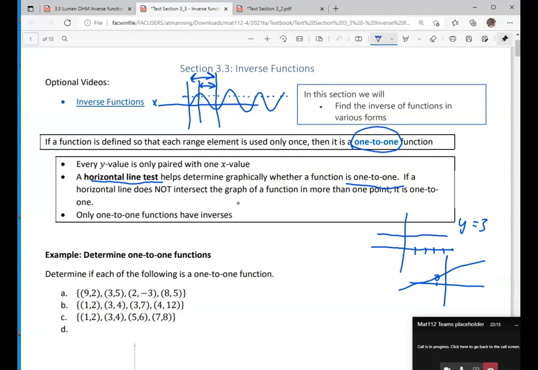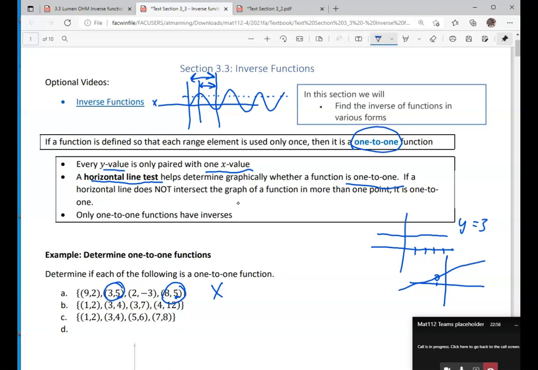Is this 1 to 1? We've got to look at the pairs one by one. 9 gives me 2, 3 gives me 5, 2 gives me negative 3. Oh, but 8 also gives me a 5. 3 gives me a 5 as output, and 8 gives me a 5 as output. Therefore, it is not 1 to 1. There, I have a 5 from 2 different x's. Therefore, for every y value output, I have 2 different x's, so not 1 to 1.